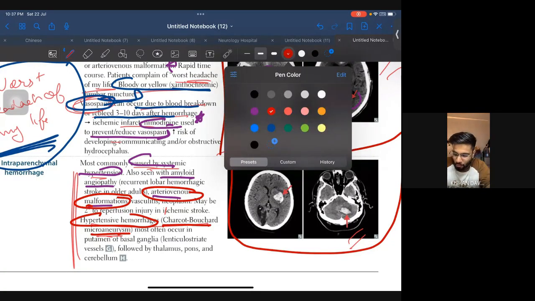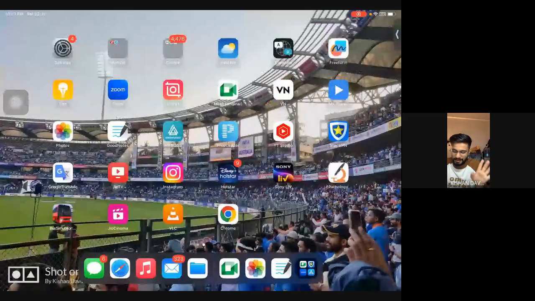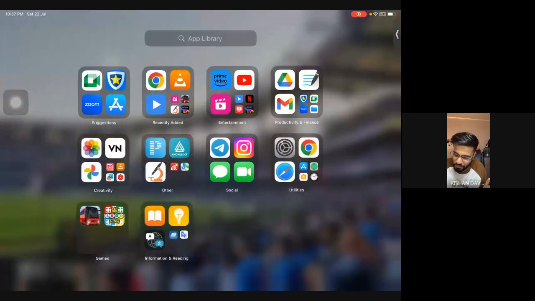And as I made you write it down before, basal ganglia is the most common location for intraparenchymal hemorrhage. Basal ganglia. Okay. Now see, coming back to this term, arteriovenous malformation. Okay. ऐसा पूछा है. Now in the NBME they gave one image.